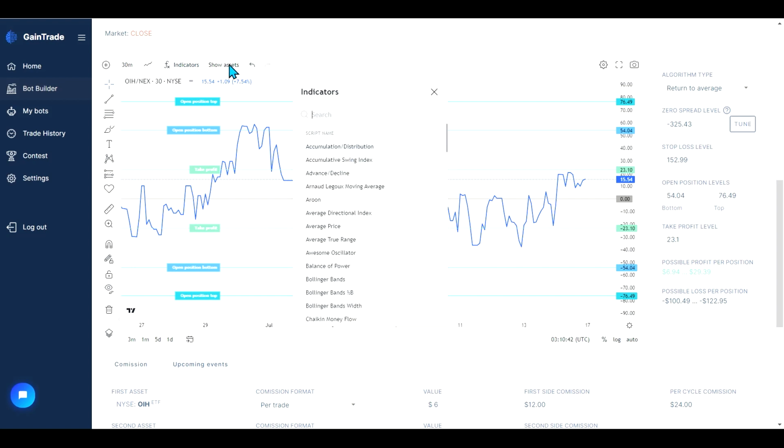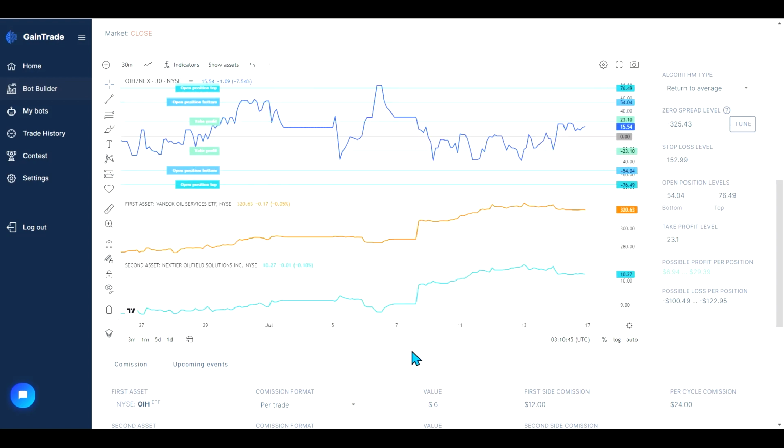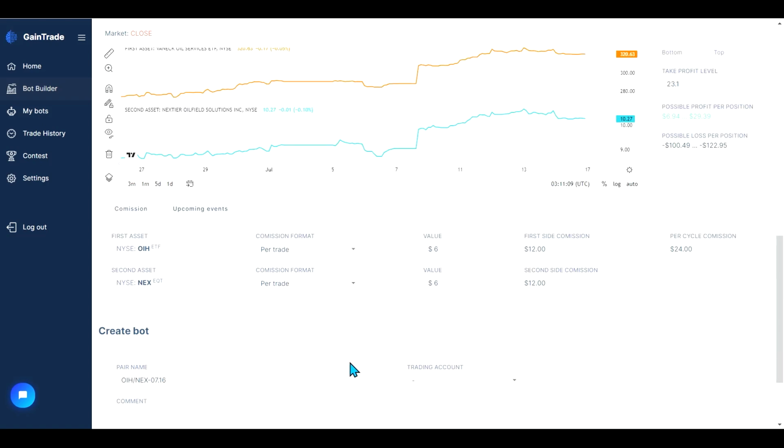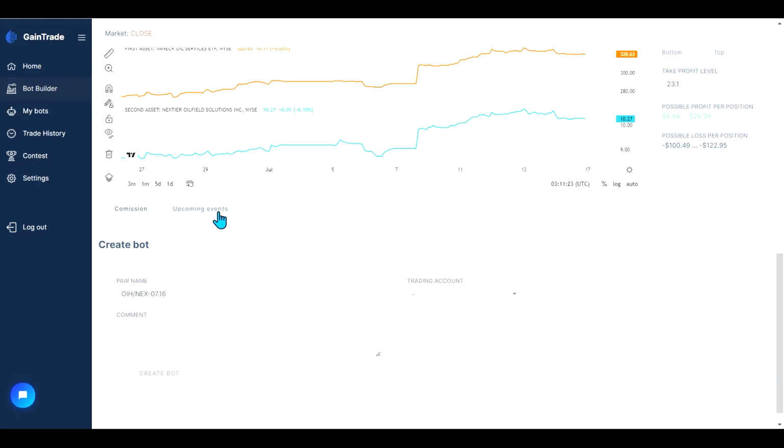And if you select Show Assets, you can view not only the chart of the spread, but also the price movements of the stocks themselves. Lastly, below you can enter in the commissions charged by your broker, so the profit and losses are accounted for in your trade assessment. And also the program will display any upcoming events such as company earnings.